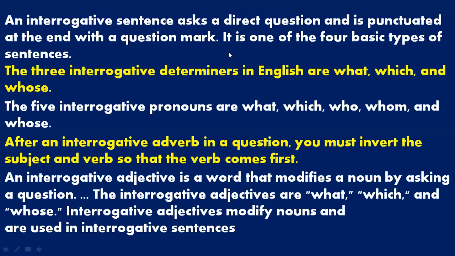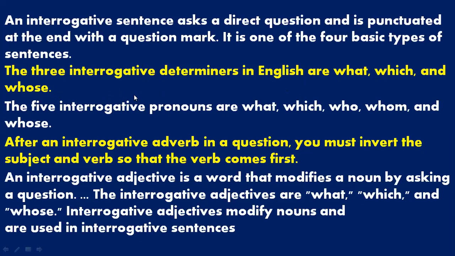And basically here four types of interrogative sentences are there. The very first is the interrogative determiners. Three interrogative determiners are there. First is what, second which, and third is whose. Means in determiners, you will ask only three types of interrogative sentences, starting with what, starting with which, or starting with whose.